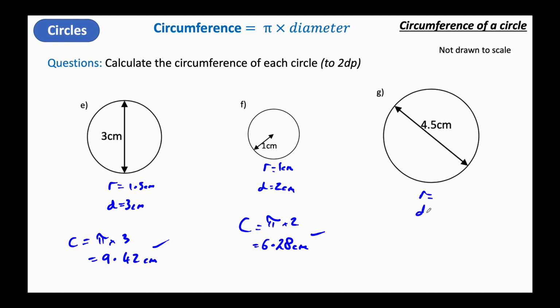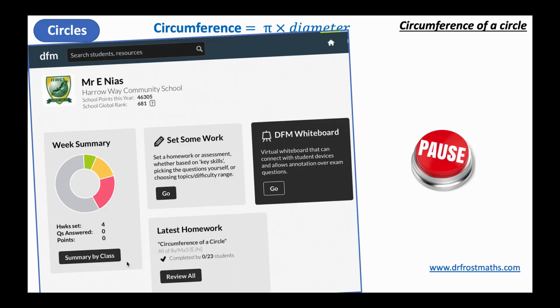R equals, D equals. Now this is a diameter, so my diameter is 4.5. My radius will be half that, so it's 2.25 centimeters. But I want the circumference, which is pi times diameter, so pi times 4.5. Press SD to get my decimal, which is 14.14 to 2 decimal places. Another little tick, and I might even do a little smiley face. Yeah, great stuff.